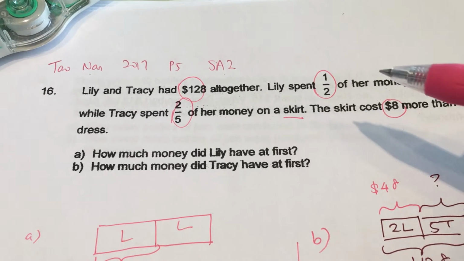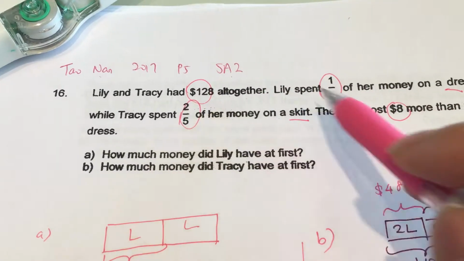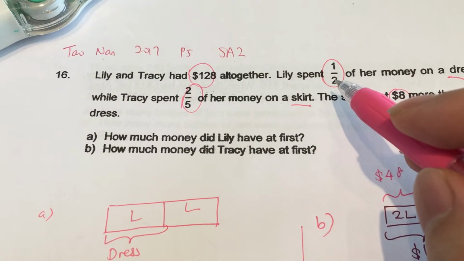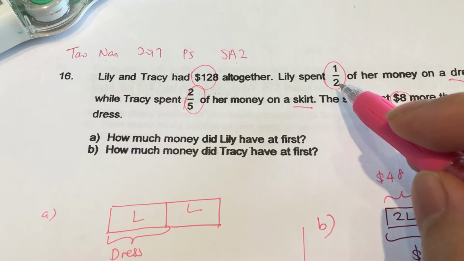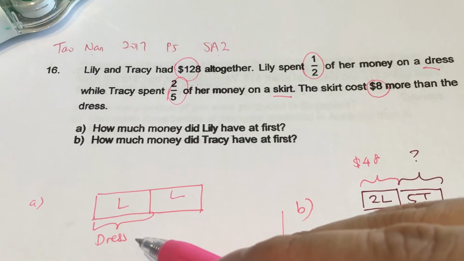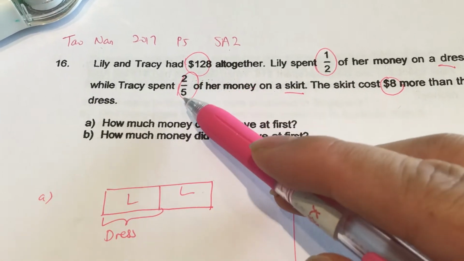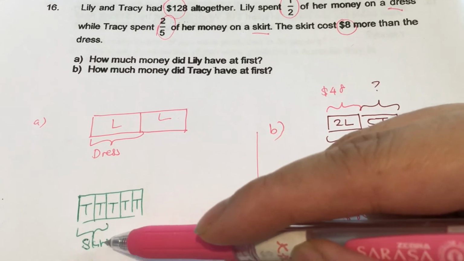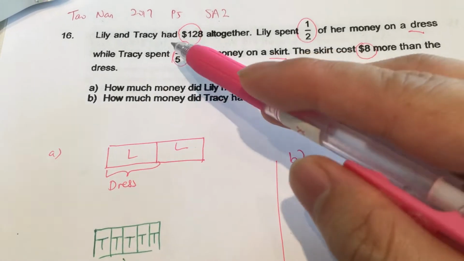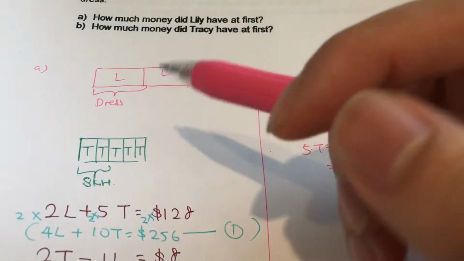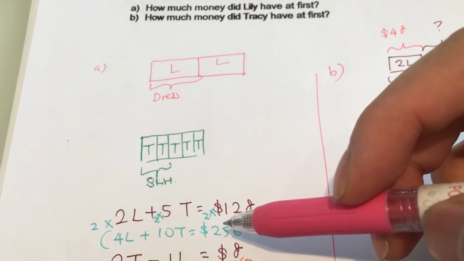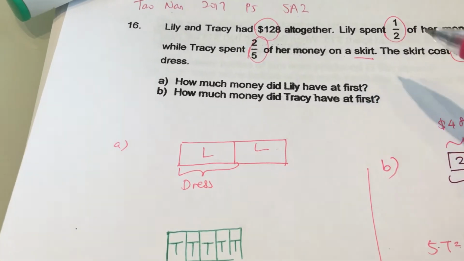Normally when we see two fractions and two numbers, it's simultaneous. Since Lily's money is split into two parts, we have 2L, and 1L is spent on the dress. For Tracy, it is 5T, and 2T is spent on the skirt. So 2L plus 5T equals 128. This is simple. Okay, next number.